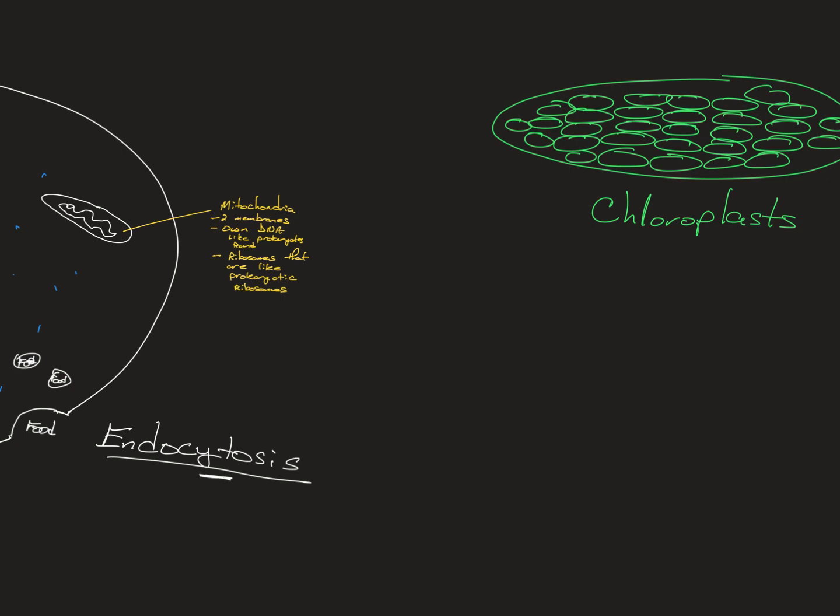But isn't it interesting that these characteristics that you find in mitochondria are also found in chloroplasts. Two membranes, their own DNA, different from mitochondria, but still like prokaryotes. Ribosomes that are like prokaryotes. Like, it's really weird.